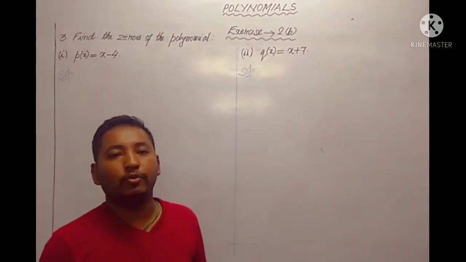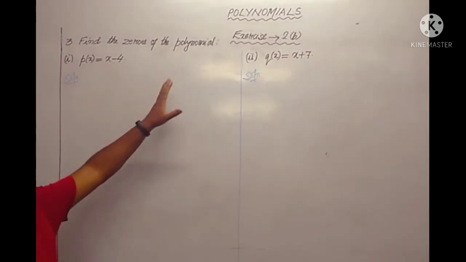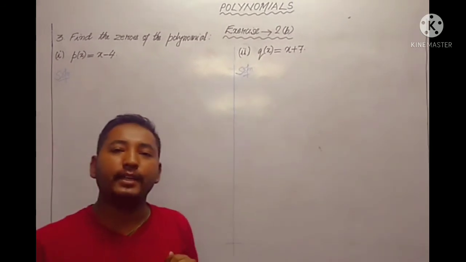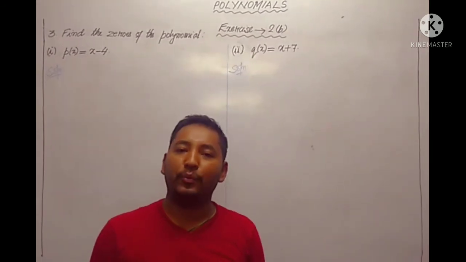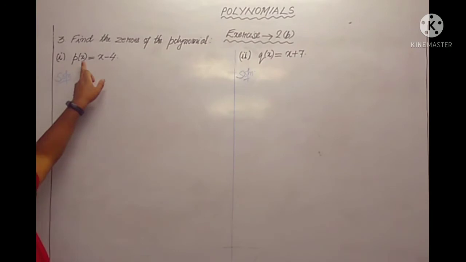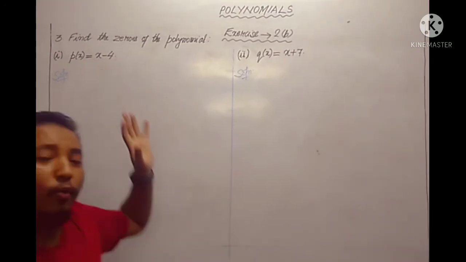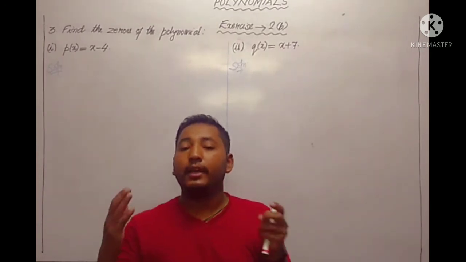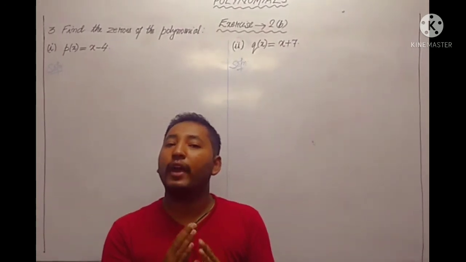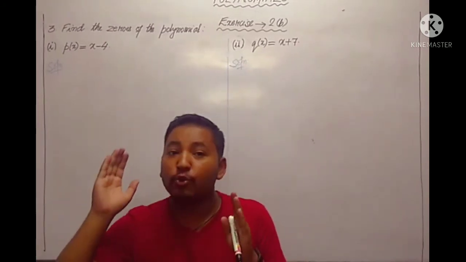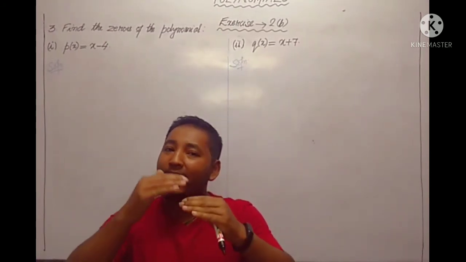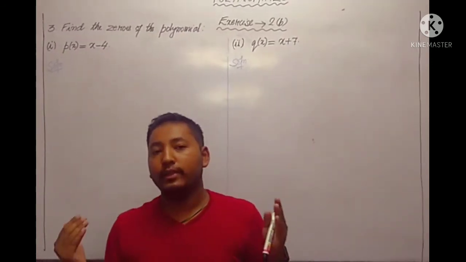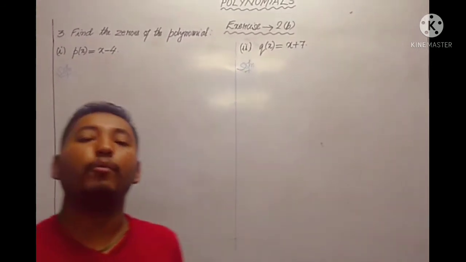Now let us do question number 3. Question number 1 and question number 2 are the same. Now question number 3 says, find the zeros of the polynomial. Given polynomial is p(x) equal to x minus 4. Now what is the meaning of zeros? In simple terms, you have to find the value of x in such a way that when you put that value of x in the given expression, it becomes 0. Therefore, it is called zeros of a polynomial.